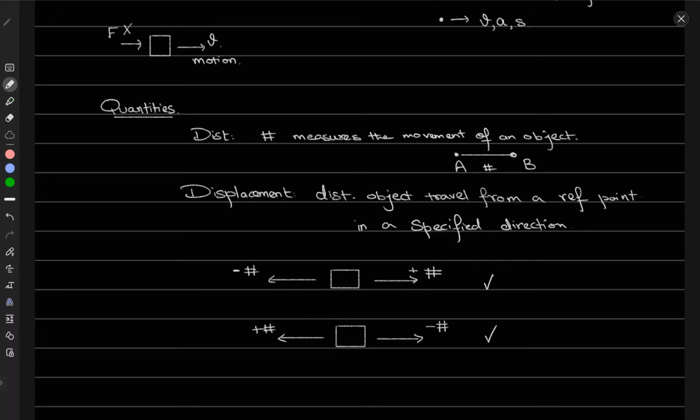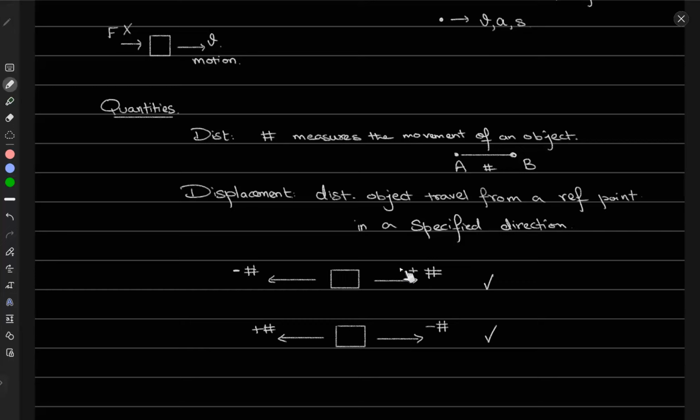Can you please tell me the difference between the displacement and the distance? Oh, it's only the thing that I just explained, this signature part. When we talk about distances, we don't care about this signature. We don't care if it's moving to the right or to the left. We don't care about the direction. But in displacement, direction is very important.